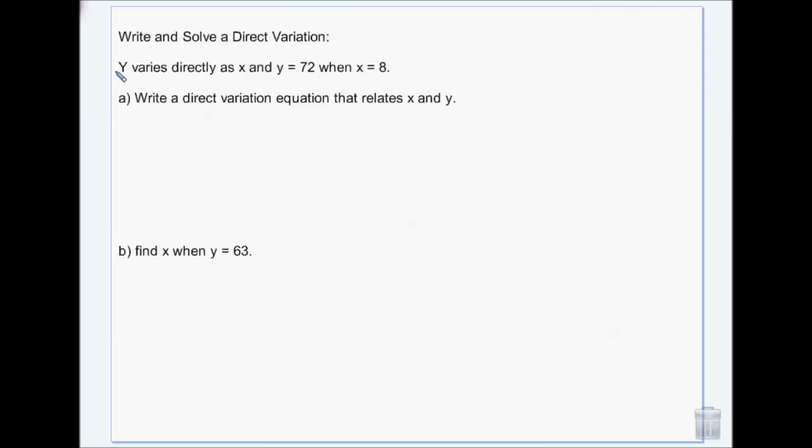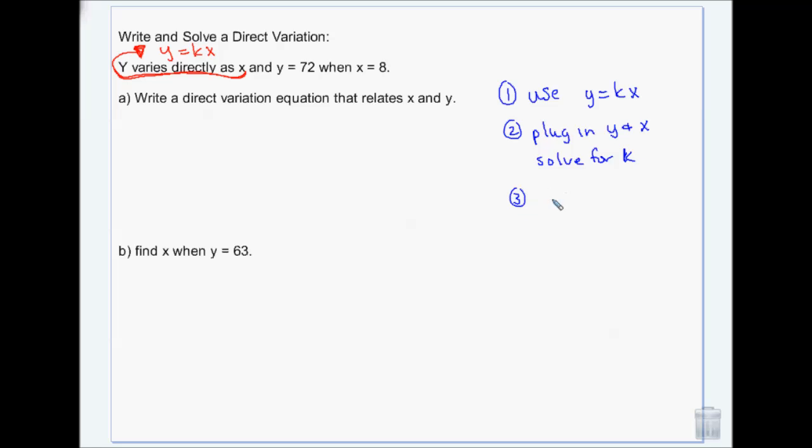Anytime you see this phrase, y varies directly as x, this tells me I'm going to be using this. So what I want to do is I'm going to use y equals kx. I'm going to plug in y and x and solve for k. And then I'll use k to make an equation.